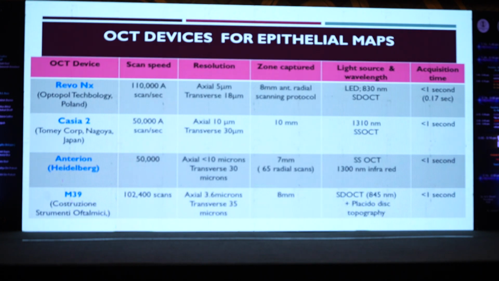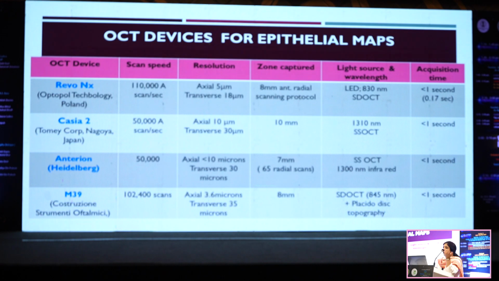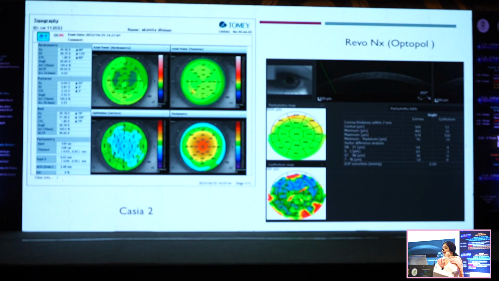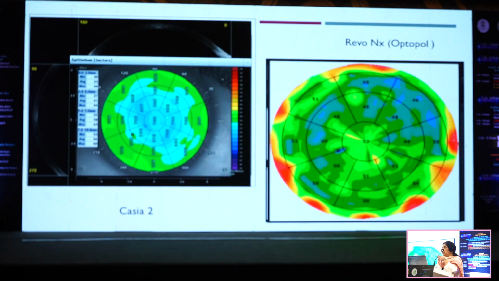We have the Cassia, we have the Anterior, we have the MS39, and all of these, with a simple click with the OCT, all of these have very small acquisition times, and one can get the epithelial maps in addition to the other information. So these, for example, are the two maps from the Cassia 2 and the Vivo NX from Optopol, where you get the pachymetry, topography, and the epithelial mapping. The epithelial mapping is given in different zones.